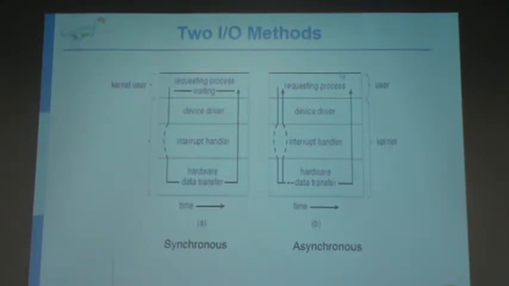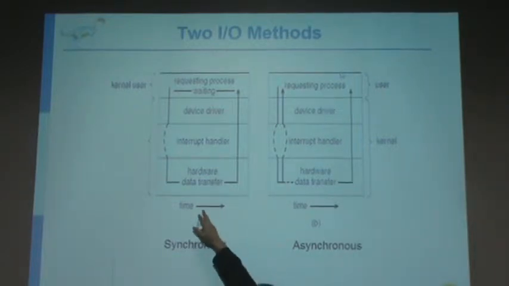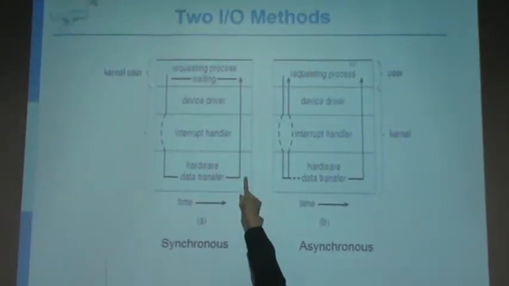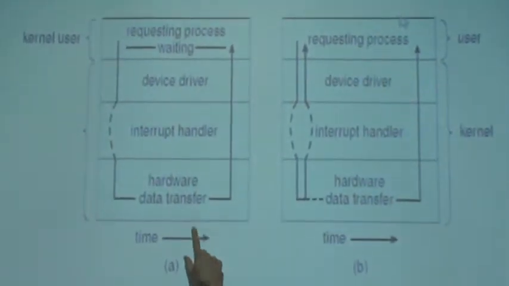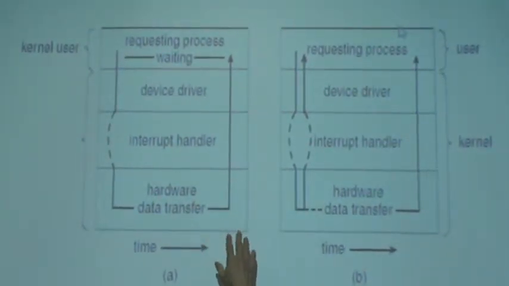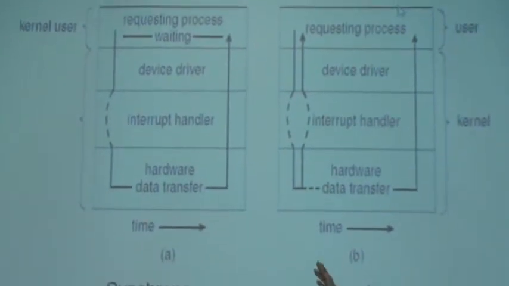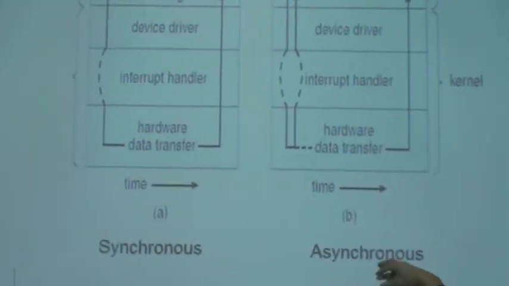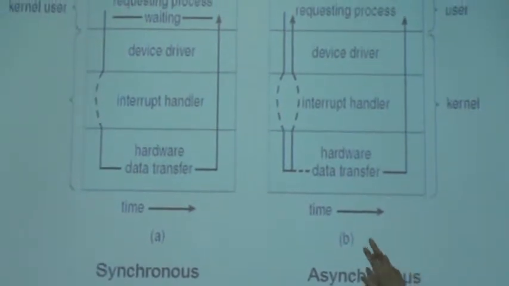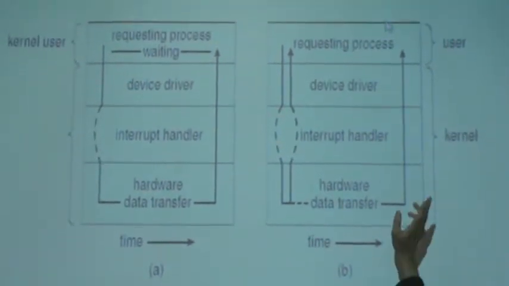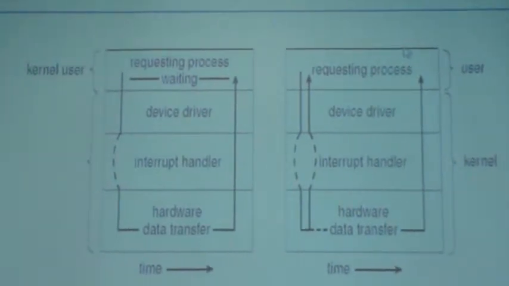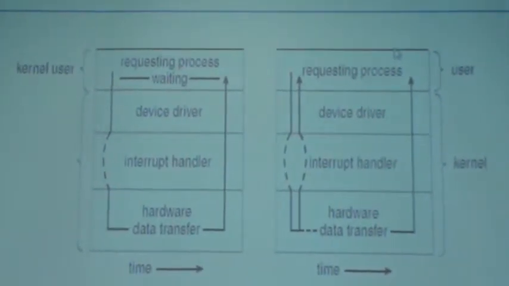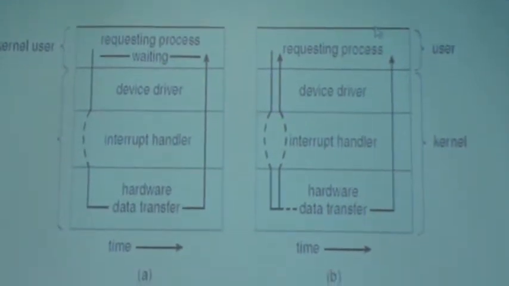This is the synchronous and asynchronous I/O method. In synchronous mode, until the data transfer is confirmed, you cannot read the data again. But in asynchronous mode, even though you do not receive it, you can still send and receive. It can be received later, or it can be received earlier.